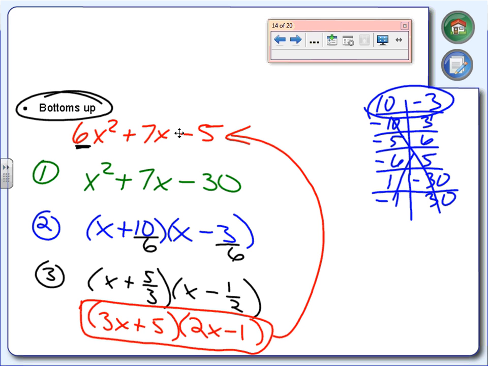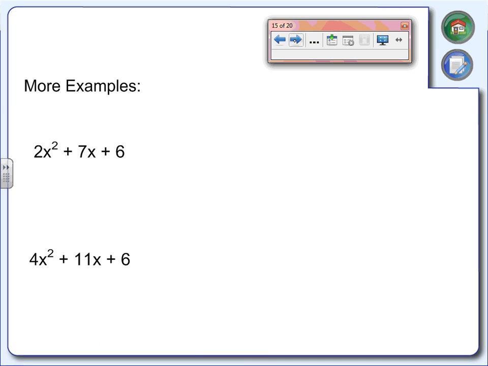So this one's a little trickier, and it's trickier because of this 6 that's in front of the x squared. It makes it a little bit harder. All right, so they only gave us one example to work with. That's not nearly enough, so we're going to look at a couple more here. Let's take a look at this next one: 2x squared plus 7x plus 6. This is on your scratch paper.